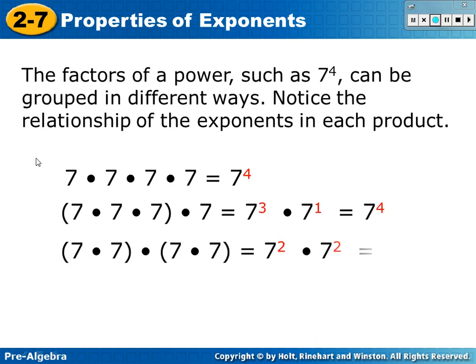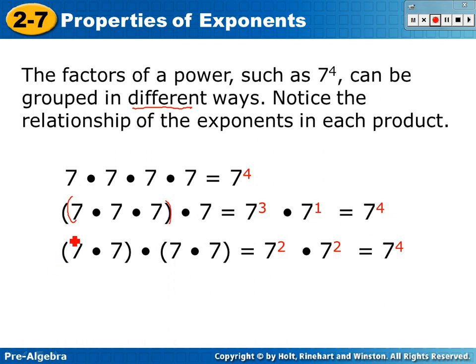Alright, so the factors of a power, such as 7 to the 4th, can be grouped in different ways. So we can do this in different ways. Know this relationship of the exponents in each product. So we could have 7 times 7 times 7 times 7 is 7 to the 4th. 7 times 7 times 7 in parentheses, so order of operations tells you this first, times 7 is 7 to the 3rd times 7 to the 1st, which equals 7 to the 4th.